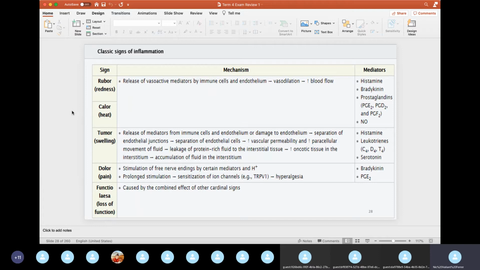What happens to the fluid? It leaks out, right? It leaks out into the interstitial space. So where does it leak from? High yield, post-capillary venules. It leaks out from the post-capillary venules into where? The interstitial space. This is what they call an exudate.